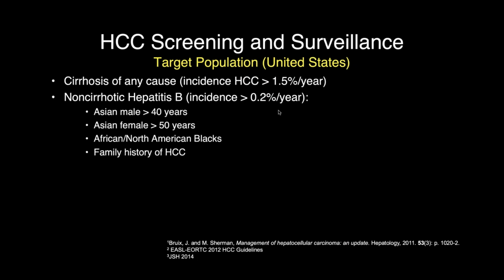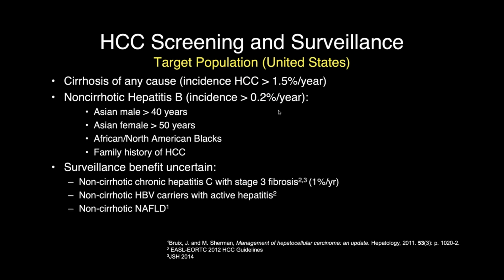So you might be wondering why the thresholds are different between cirrhotic patients and non-cirrhotic Hep B, and why would we include these non-cirrhotic Hep B patients where their incidence is quite a bit lower for HCC. And the reason for that is that these non-cirrhotic chronic Hep B patients, their life expectancy would be much longer if it weren't for the fact that they are at increased risk of developing HCC. So that is considered to be cost effective.